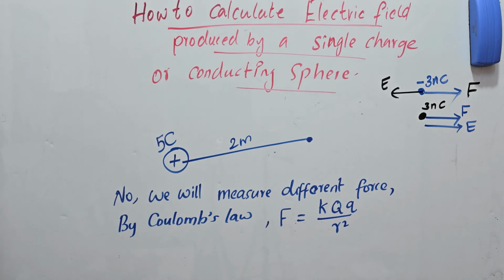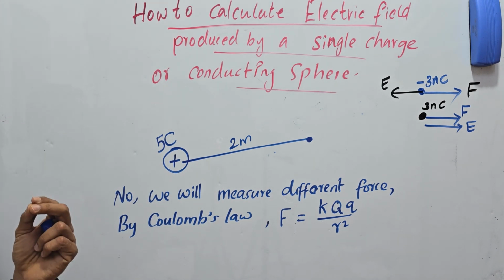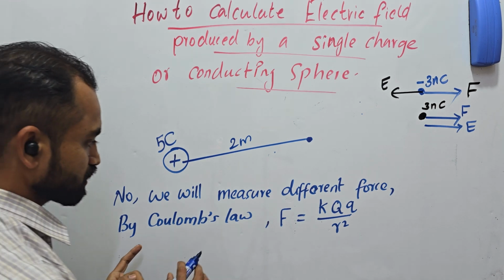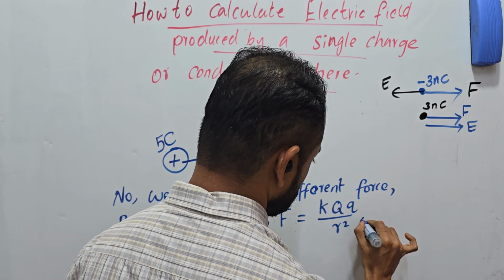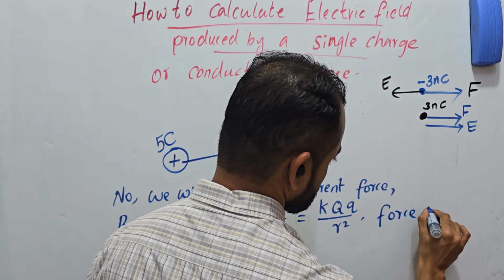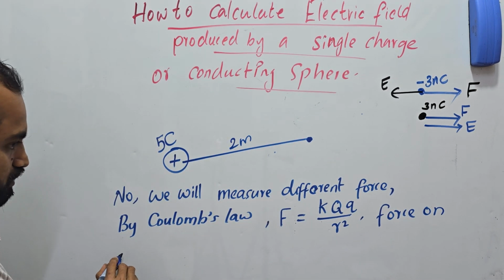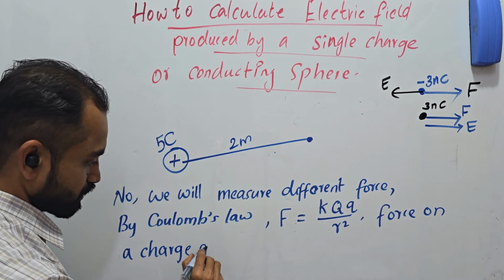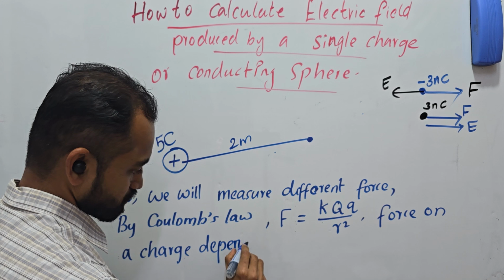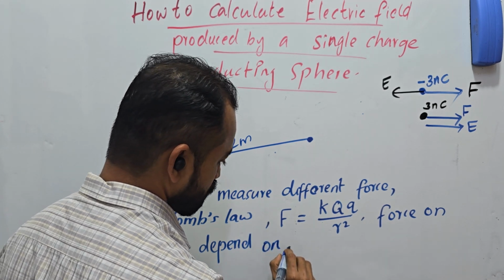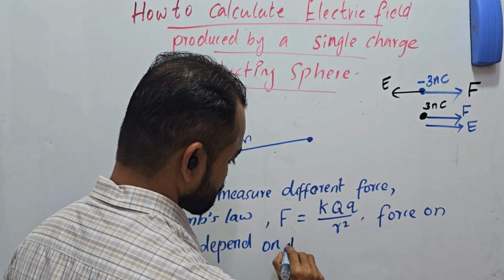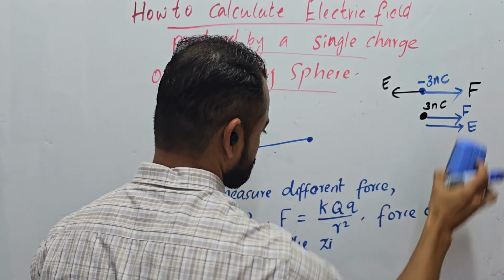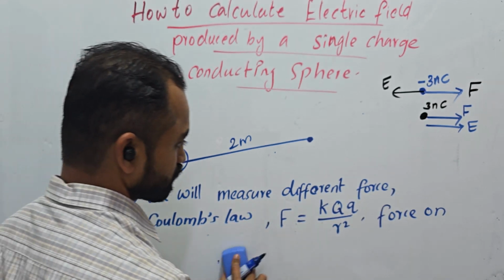Okay? By Coulomb's law, force on a charge depends on the charge. This is Coulomb's law, right? Force on a charge depends on the size of the charge. Just a minute, we will make it simple.